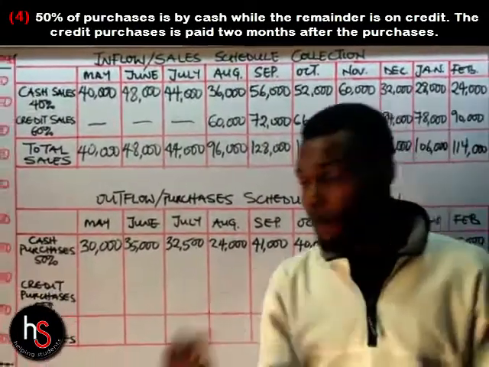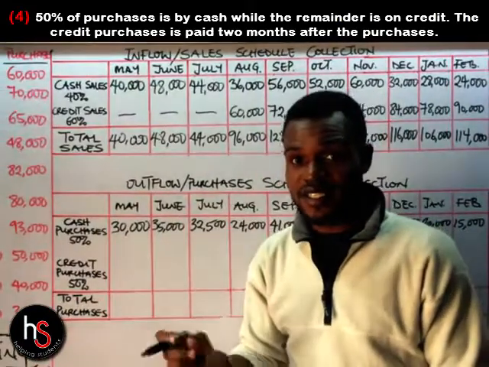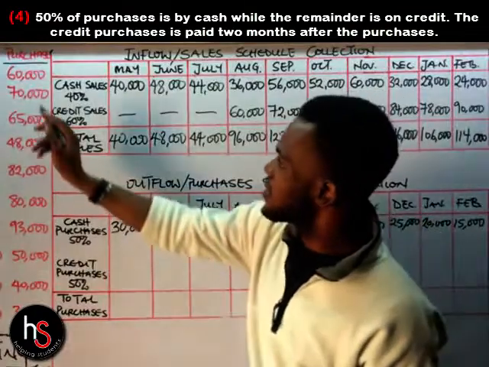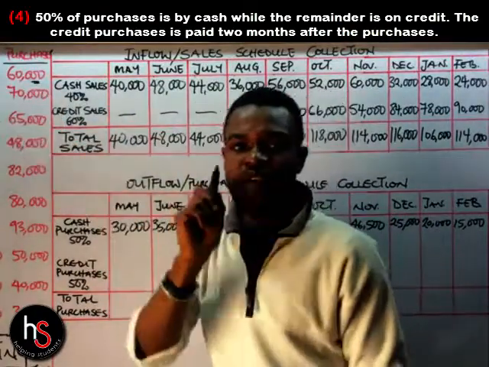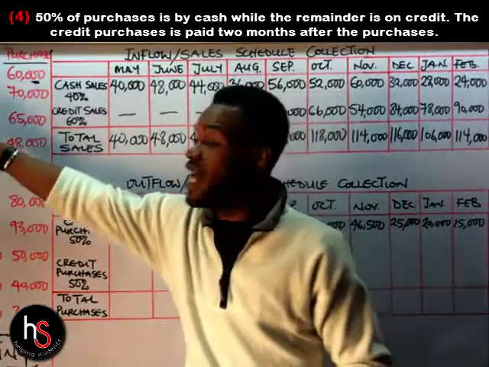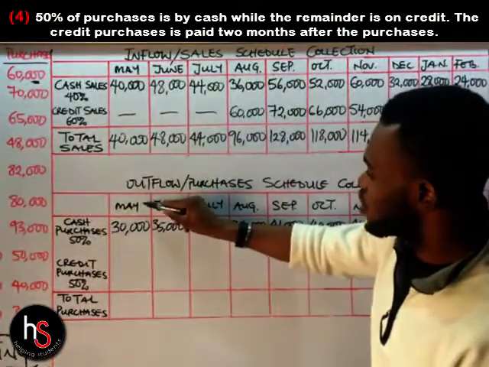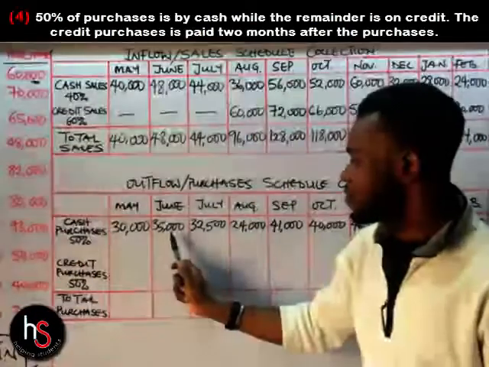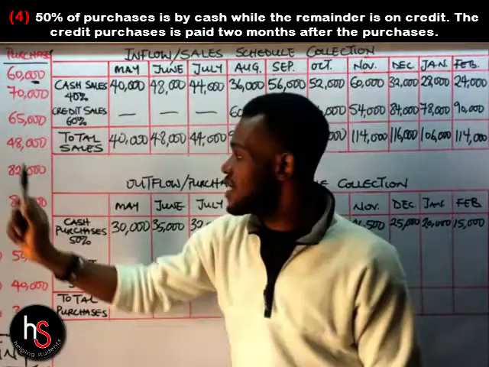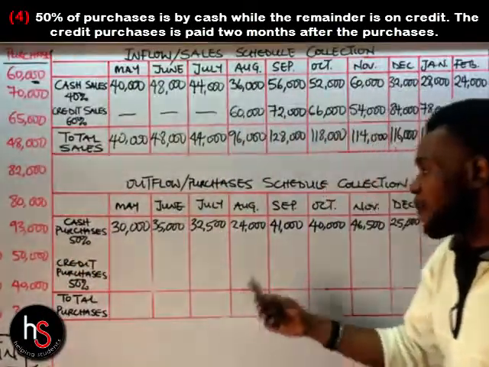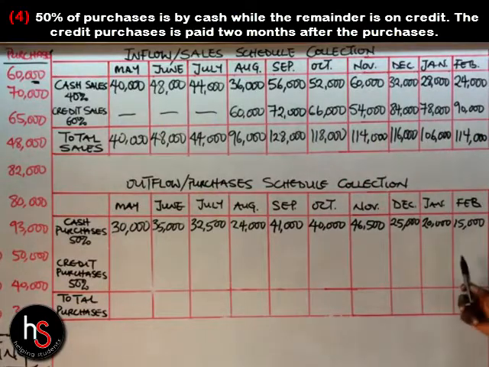So I repeat it one more time. Cash purchases 50%. So the 50% of 60,000, 50 divided by 100 times 60,000. That is for May, and we recorded it under May, 30,000. 50% of 70,000 is 35,000. 50% of 65,000 is 32,500. So you continue that process until you get to February.